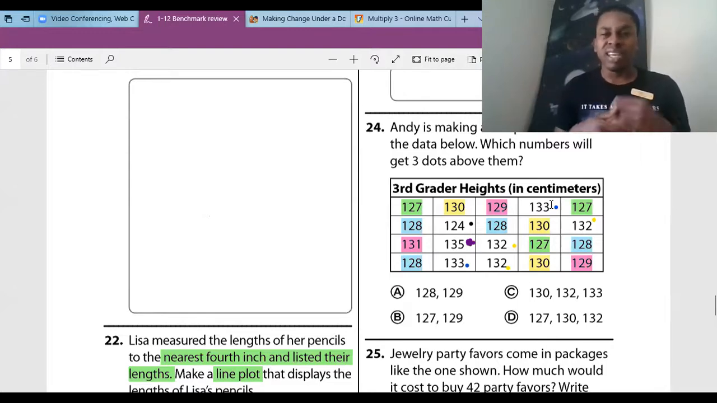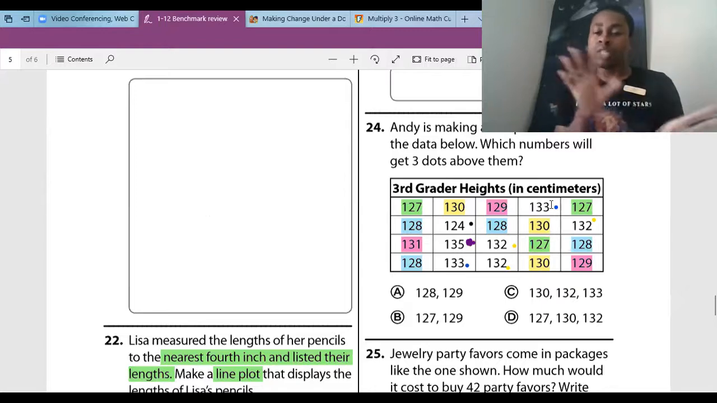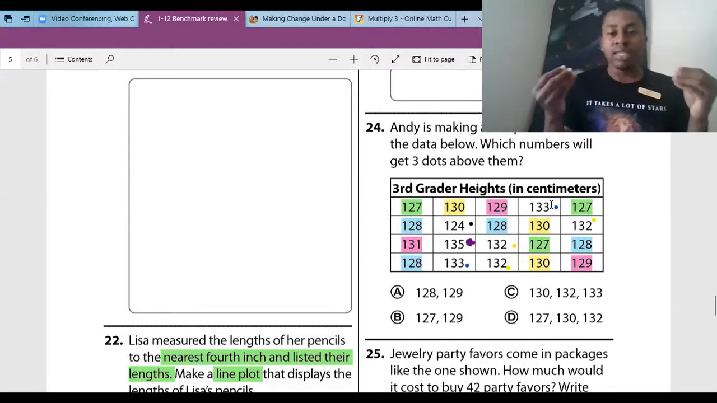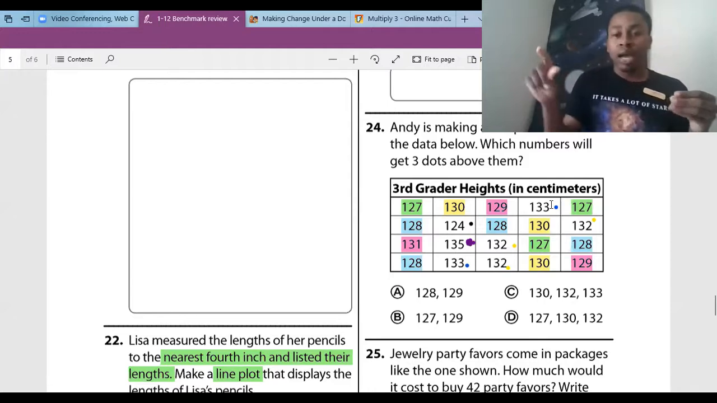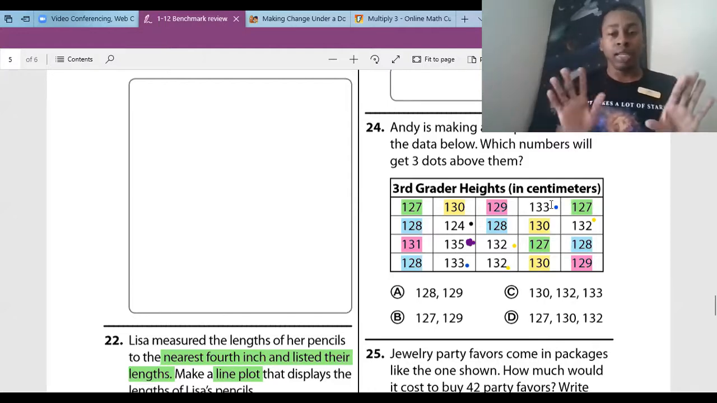Now, when we're taking a look at this, I did my best to try to color code it, but I kind of ran out of colors here. So we have 127, 28, 31, 128. When we're taking a look at all these numbers, the only thing we need to do is see, when we create a line plot, if you are able to look at this data and figure out which ones should have 3 dots above them, then great.